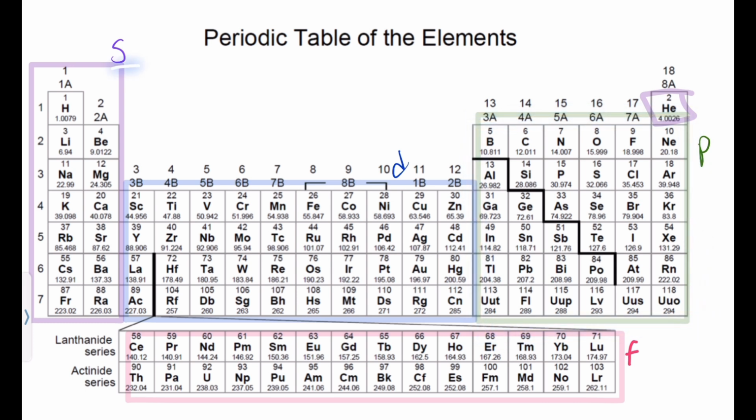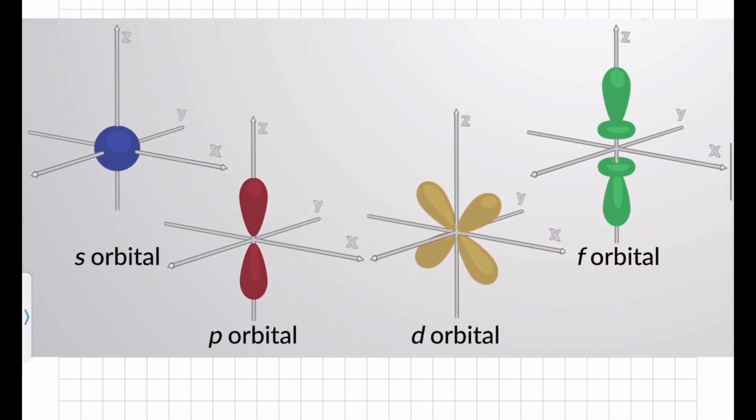represents the s orbital. The transition metals are the D block, which represents the d orbital, and the inner transition metals are the F block, which represents the f orbital. And these are what the electron orbitals look like in 3D.